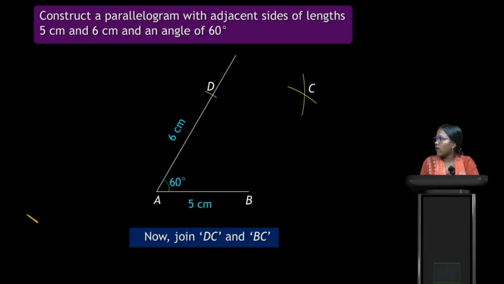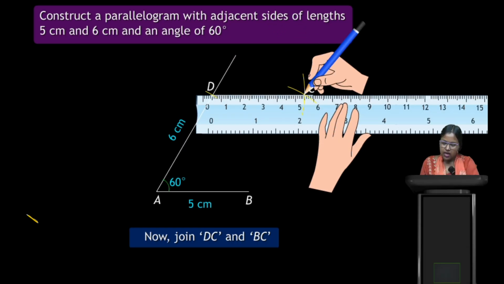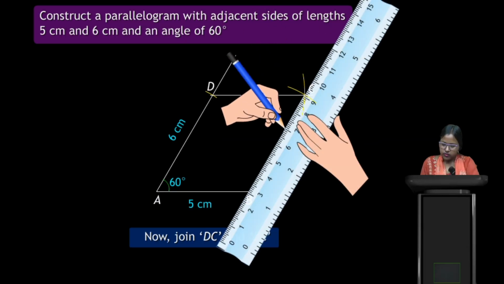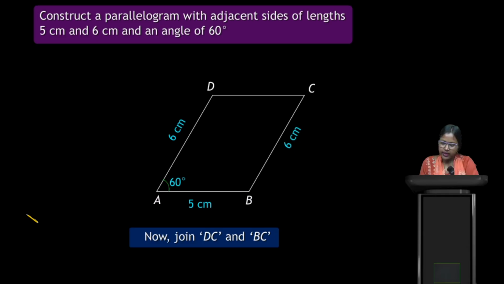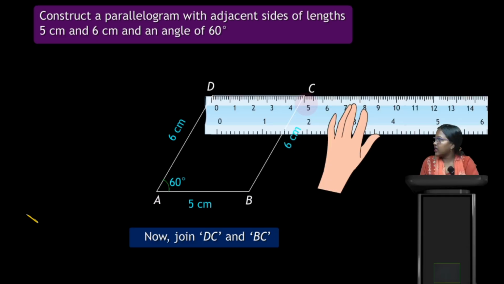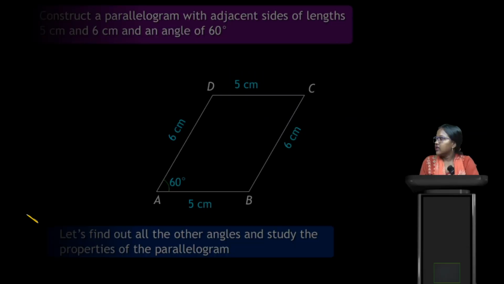After that you have to join DC and BC. So all of you join DC and BC. If you join these two, what are you getting? You can see that BC is 6 centimeter. Similarly, AB is 5 centimeter. You can see, yes, that means it is a parallelogram.